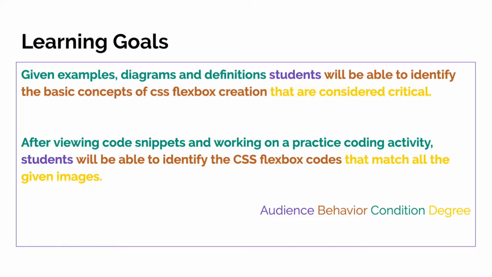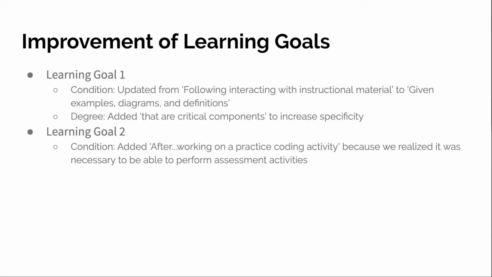We refined these goals as we were developing assessment questions and then creating our instructional material. For Learning Goal 1, we updated the condition from following interaction with instructional material to given examples, diagrams, and definitions in order to add specificity and directly correlate the assessment questions with the instructional material. We also wanted to narrow the scope of the concepts of Flexbox that we wanted the students to be comfortable with, so we updated the degree to concepts that are critical components.